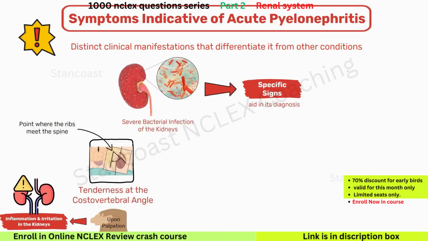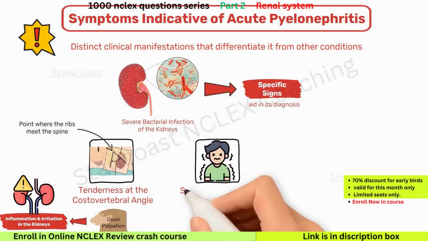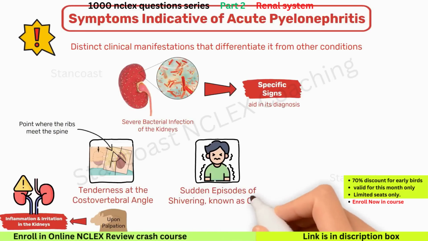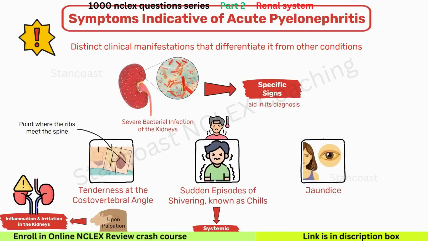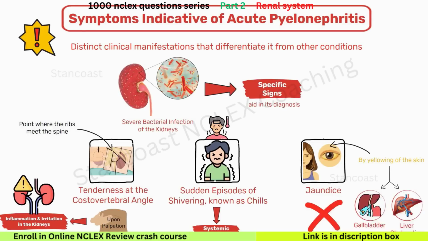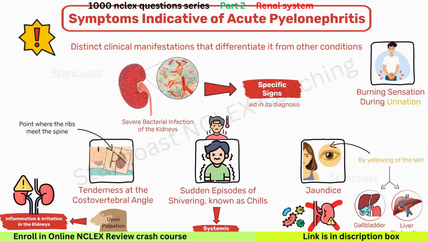Additionally, patients with acute pyelonephritis commonly experience sudden episodes of shivering, known as chills, which can accompany fever and indicate systemic involvement. Conversely, options such as jaundice, characterized by yellowing of the skin, typically point toward issues related to the gallbladder or liver obstruction rather than kidney infection. Similarly, a burning sensation during urination, while suggestive of a urinary tract infection, is more indicative of lower urinary tract involvement, rather than the more severe kidney infection seen in pyelonephritis.